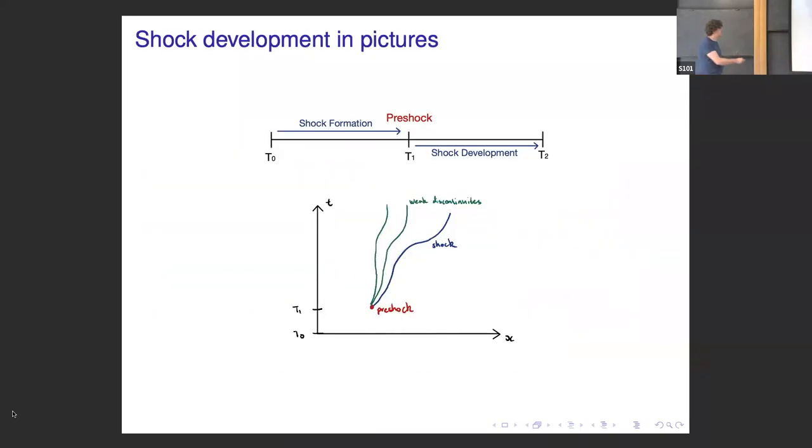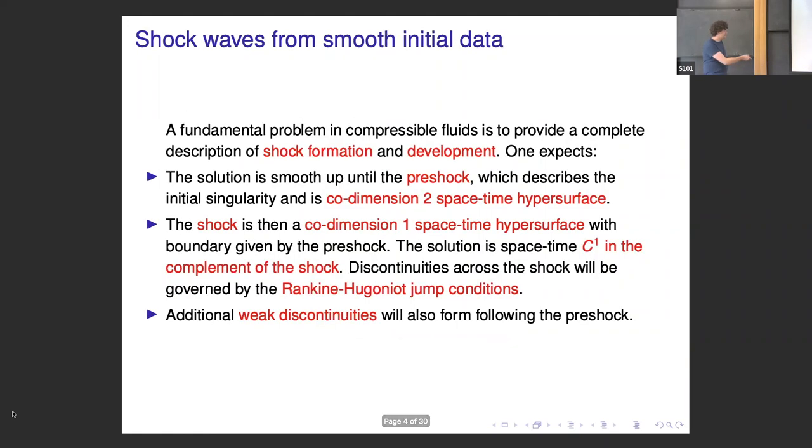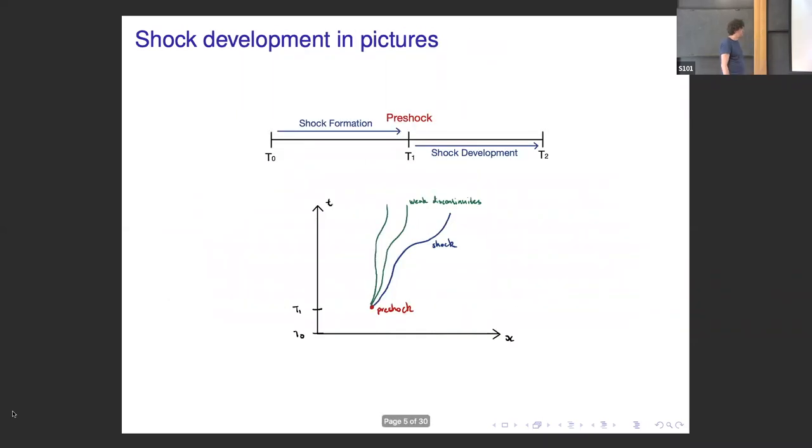So this is sort of just a pictorial description of what we have. We're going to start from some smooth initial data. A singularity will form, which we're going to call the pre-shock. And from this singularity, we're going to develop the shock. And I just didn't say at the end, there is a mysterious thing called weak discontinuities, which is a major theme of this talk. After the shock forms, you'll get weak discontinuities, but I haven't said what they are.